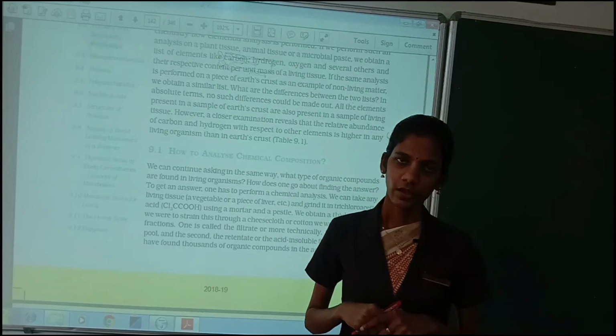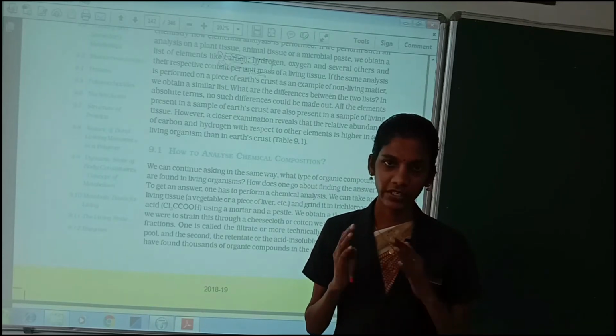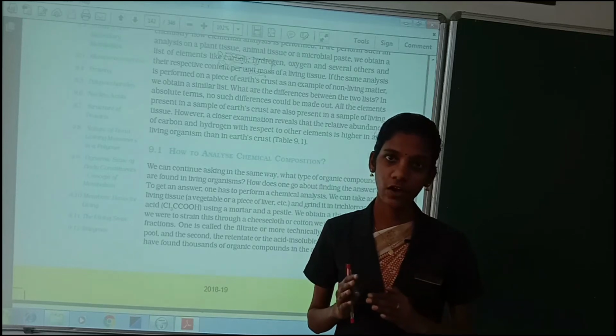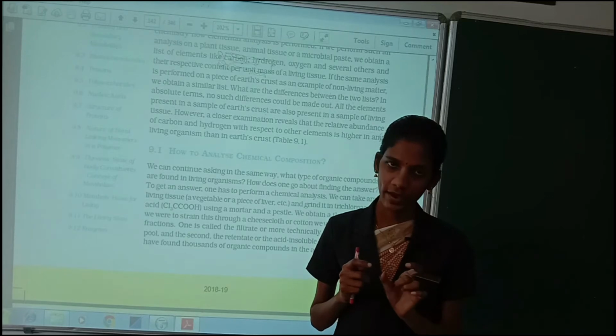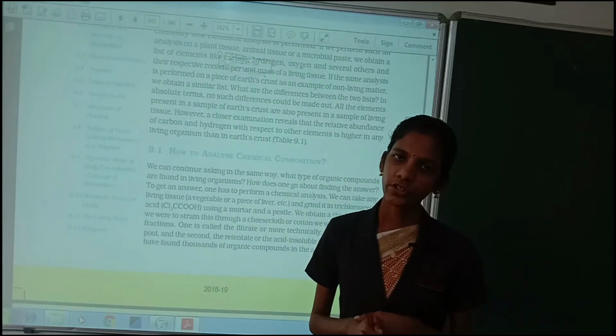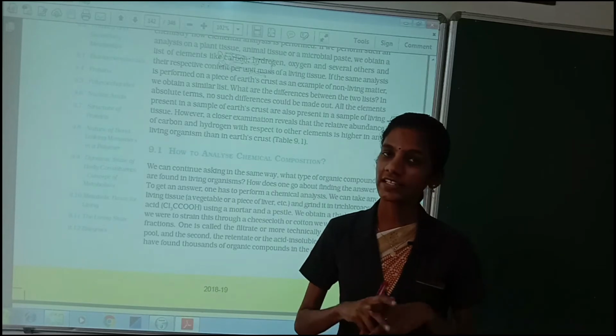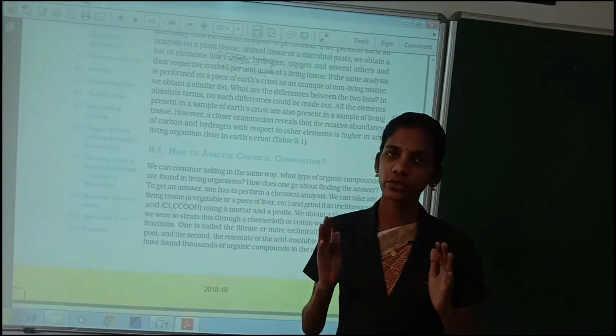That means when we analyze the acid soluble part which is formed after the separation, we can find the presence of certain smaller molecules like glucose, amino acids, nitrogen bases, etc. When we analyze the retentate portion or acid insoluble portion, we can see longer molecules in it. That means we can see larger molecules in that part.